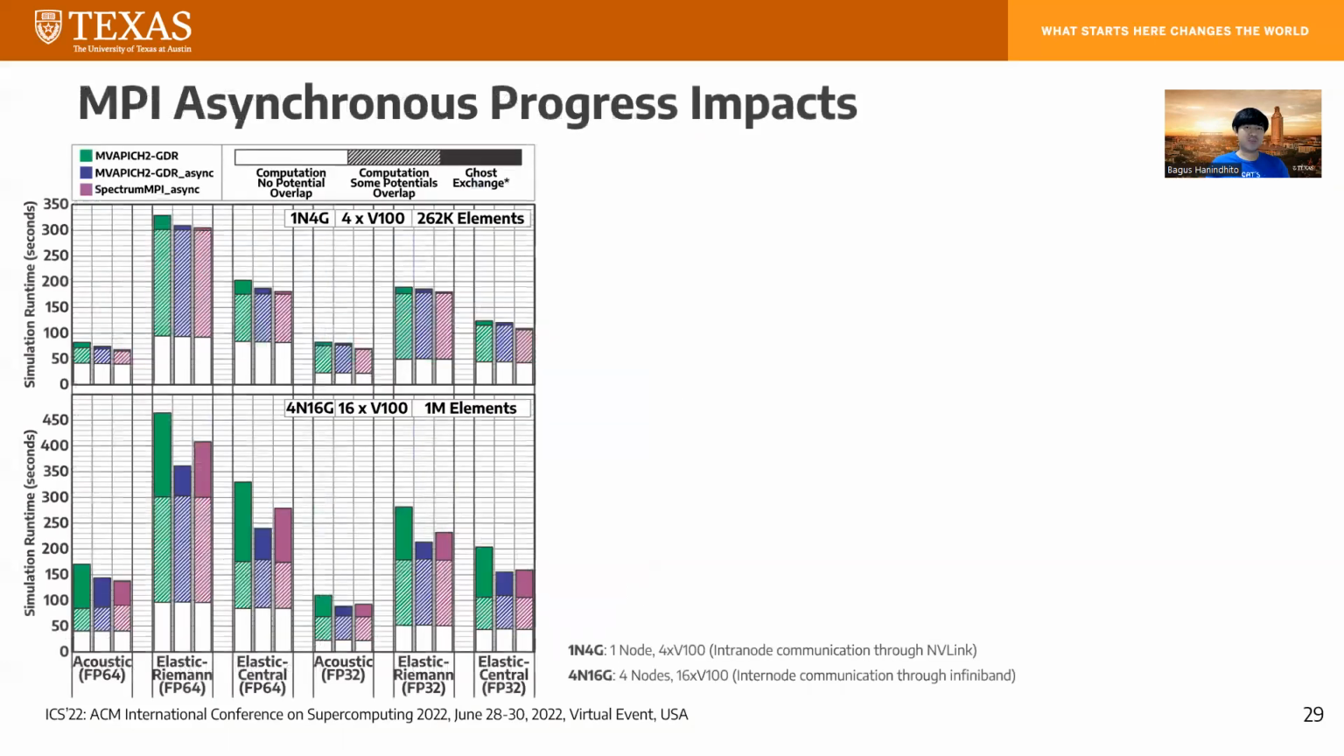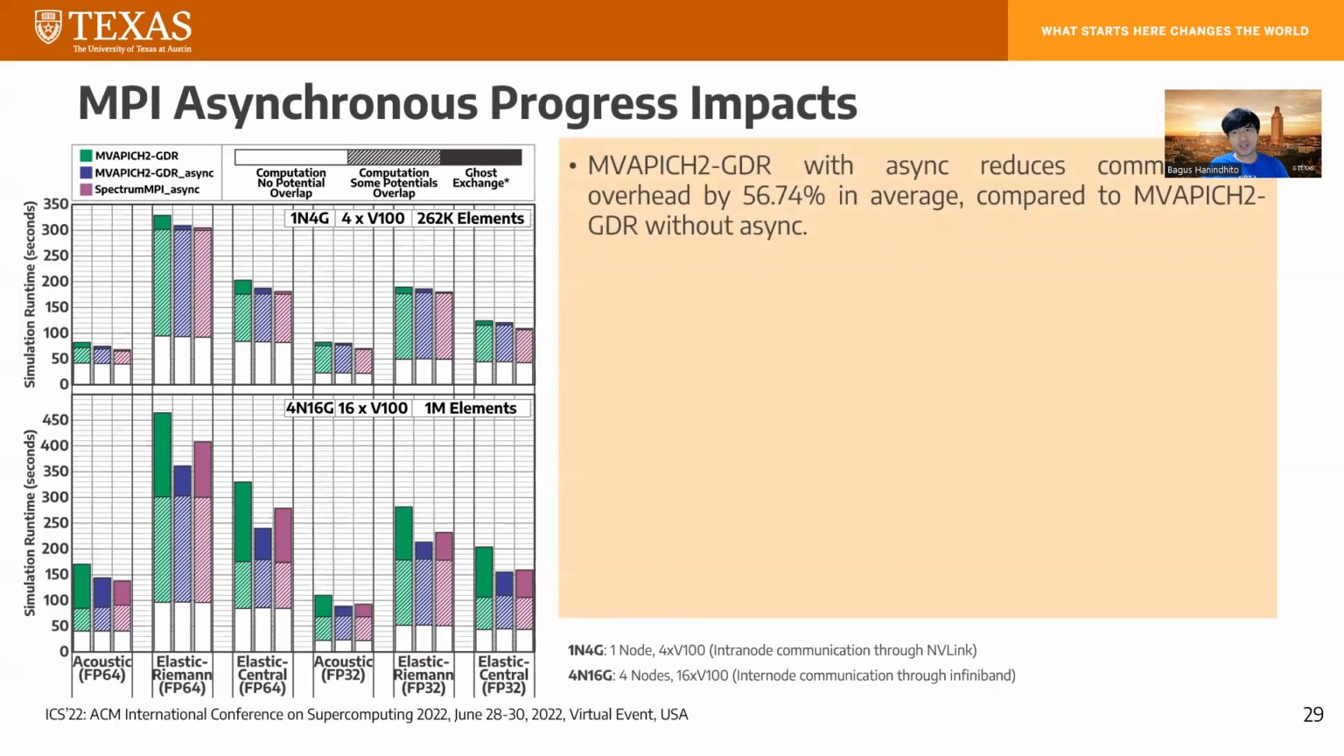Now the MPI asynchronous progress impacts. So we try to overlap communication with computation, and thanks to the asynchronous progress support in MPI libraries, we can do overlapping better. So first, we have MVAPICH-GDR configured without asynchronous progress, and MVAPICH-GDR configured with asynchronous progress enabled. With asynchronous progress enabled, it can reduce the communication overhead by 56.74% on average, which is a huge number.